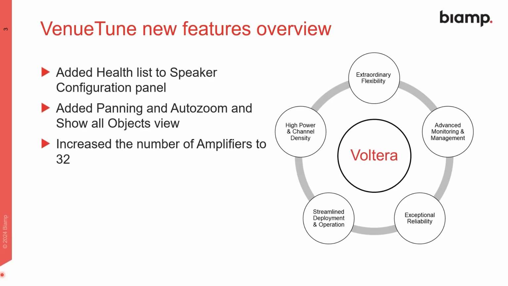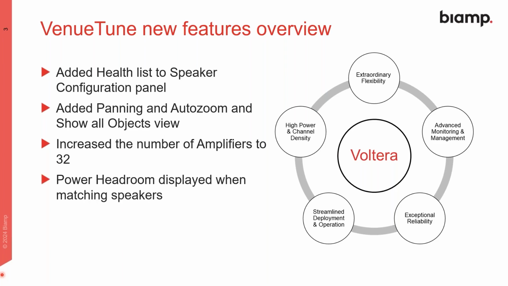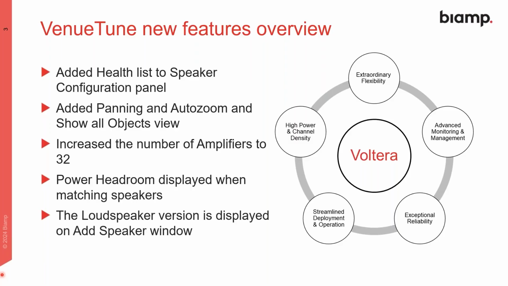Voltera D and DM are definitely growing in popularity, and we've needed to increase the number of amplifiers addressable in VenueTune to 32 for those larger projects. We also have power and headroom displayed when matching speakers. We'll touch on that a little bit later also. And the loudspeaker version, just in case you're wondering, because there have been various iterations of speakers, but keep the ALAMOS library always with the latest, greatest, most up to date firmware releases. But those are viewable on the add loudspeaker window also.